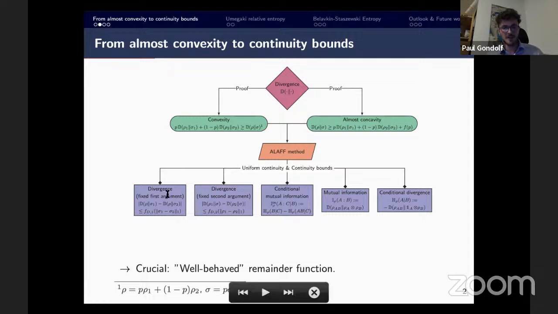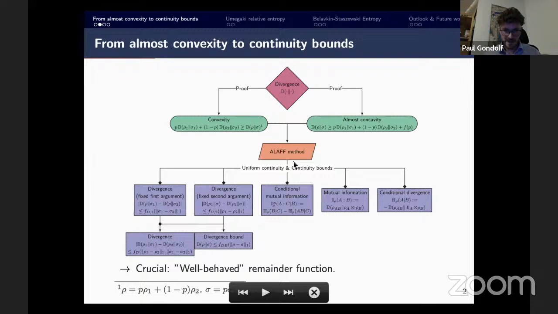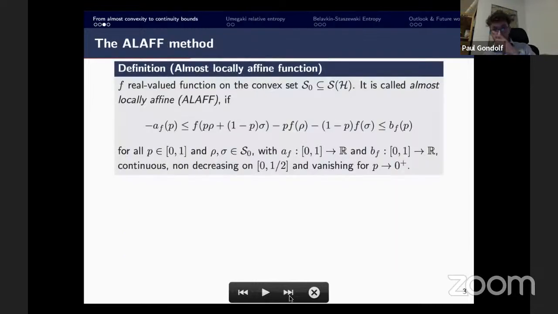Further, we derive continuity bounds of the divergence with fixed first or second argument, and these will lead us to the continuity bounds for the divergence itself and something that we call divergence bounds. In the literature, those things have been called continuity bounds, but to avoid confusion with this result, we now call it divergence bounds. Okay, and you've seen on this slide that at the heart of our approach lies the ALAF method, and I want to state the theorem, but I need two definitions so I can do that.